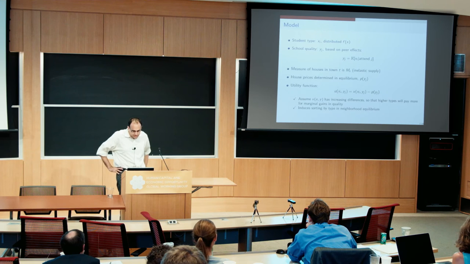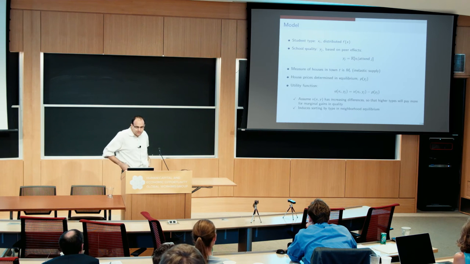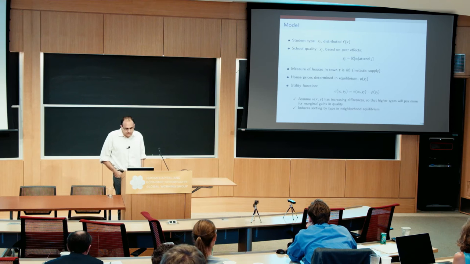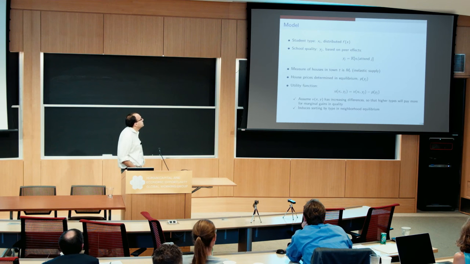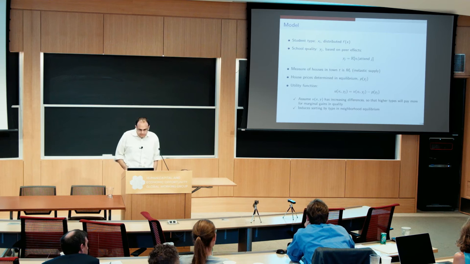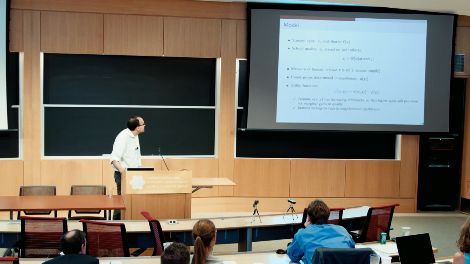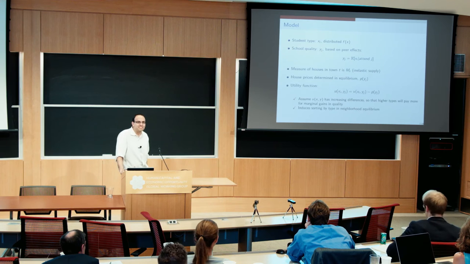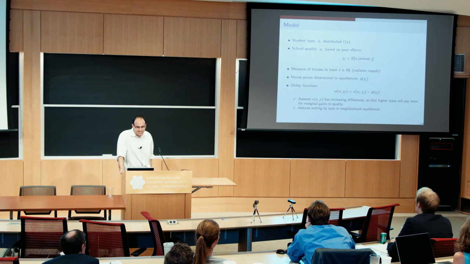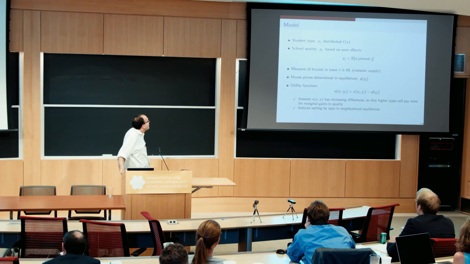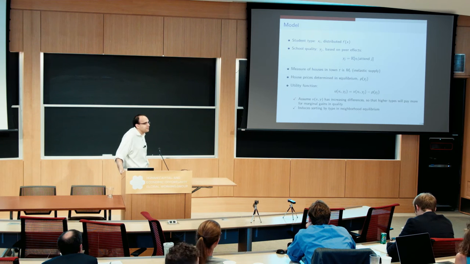Our utility function is as follows. The utility for a family with a student of type X who attends a school with quality YJ is the value for the school, V, minus the price. In Zvika's talk, we're going to assume that V has increasing differences. That assumption amounts to saying higher types will pay more for marginal gains in quality. And it's the conventional assumption that generates sorting by type. So in a neighborhood equilibrium, we'll have sorting by type.